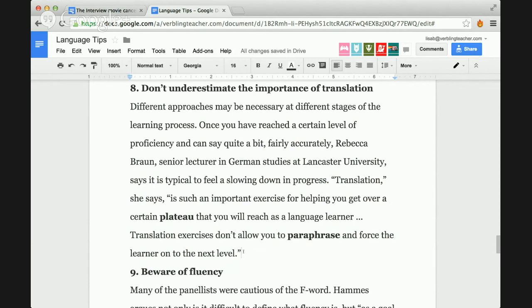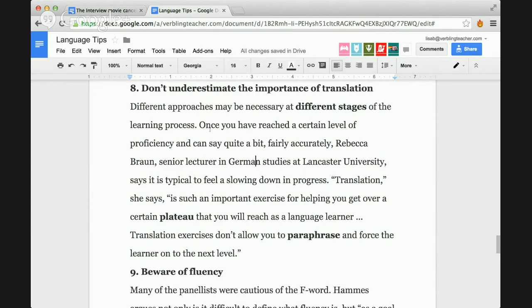So I'll explain some words here, and then I'll explain that one again. So don't underestimate. If you underestimate something, it means you don't think it's that important when it can be very important. So a lot of people have different approaches at different stages. When you're a beginner and you don't know anything, you're probably going to need some translation. You have to understand what this word is. Certainly for some nouns, you can just use a picture. This is a banana, this is a table, this is a car, that kind of thing. But later you need some translation to help you go to the next level, perhaps.